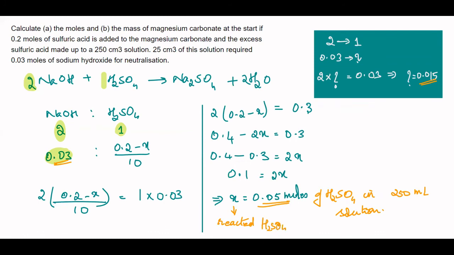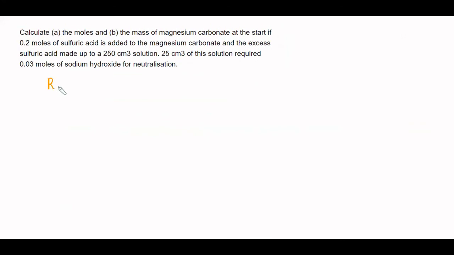If you're confused, please scroll back. X was assumed to be the reacted sulfuric acid quantity. Reacted H2SO4 in original solution is equal to 0.05 moles. Okay, so now we can calculate the magnesium carbonate quantity which has reacted with the sulfuric acid. For that, we need to get the equation we had seen before.